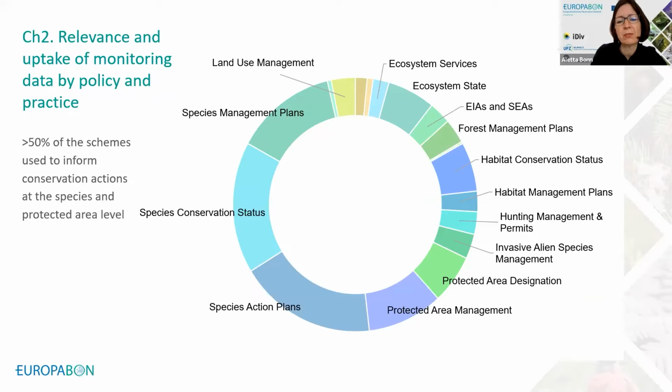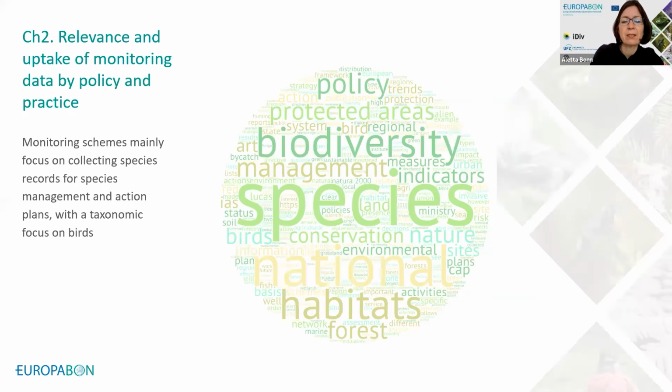It has been used less, for example, to assess ecosystem state and ecosystem services, where however much of this information could be used, or where additional indicators need to be implemented into regular monitoring so that these could be assessed. Next slide. So as you can guess, most of the monitoring schemes obviously focus on species and record for species management and action, with a taxonomic focus on birds. Next slide.